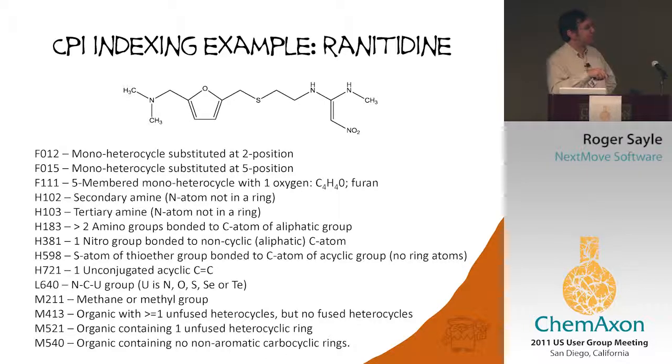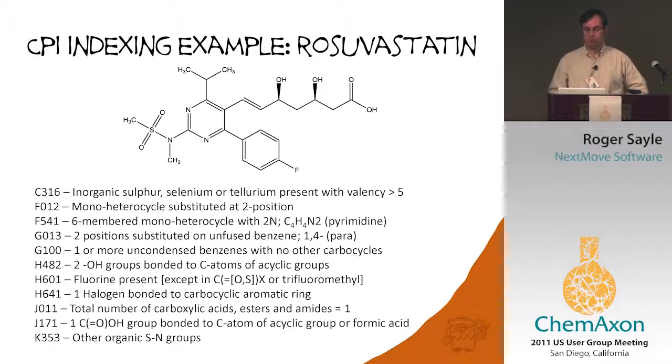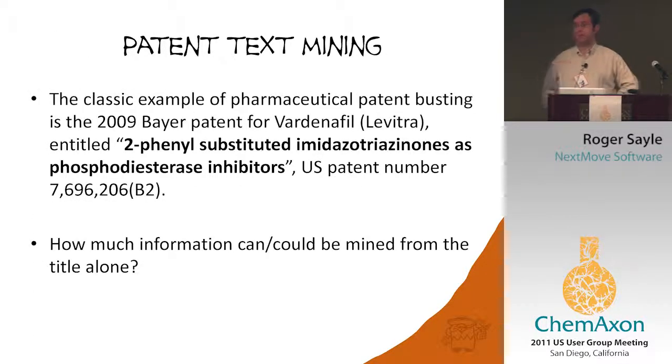Bit M211 is a methane or methyl group. Bit H183 is two amino acids bonded to a C atom aliphatic group. You end up with a huge number of interesting bits. But of course, this is the standard way that the commercial companies index their patent data.